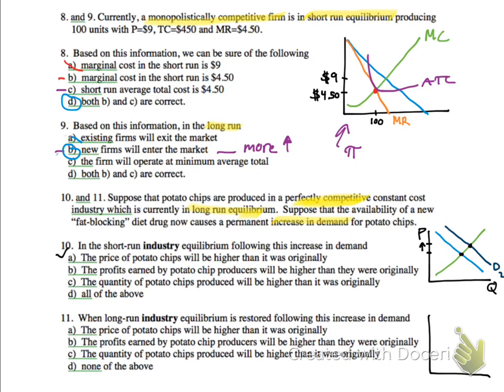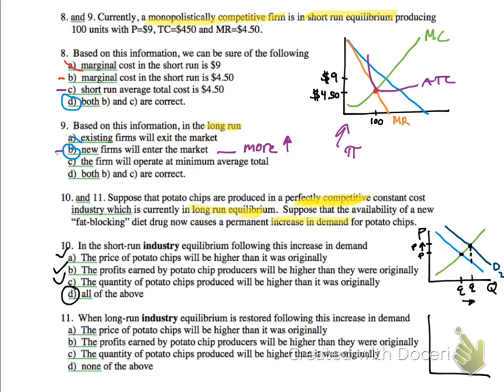So that is true. The profits earned by the potato chip producers will be higher than they were originally. Well, since more people want the potato chips, more people are going to buy it, so the firms are going to each make profits, and the overall market will as well. And the quantity of potato chips will be higher than original. So originally we were at this Q, and now we went to this P, so our Q is also shifted to the right as our price increased as well. So that is also true, so the answer is all of the above.